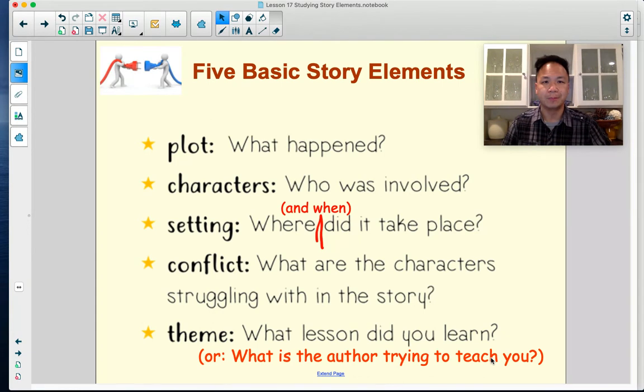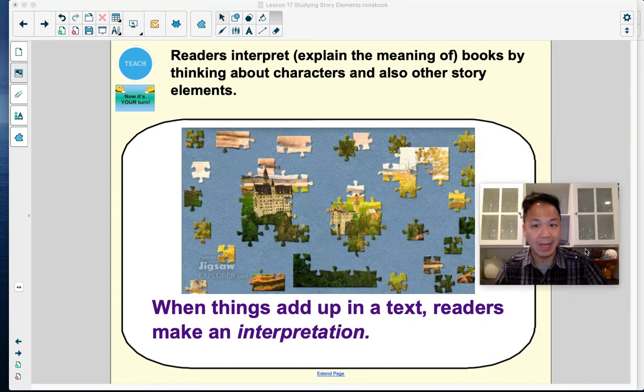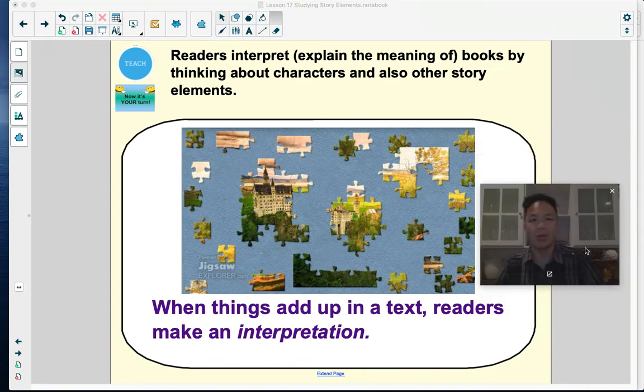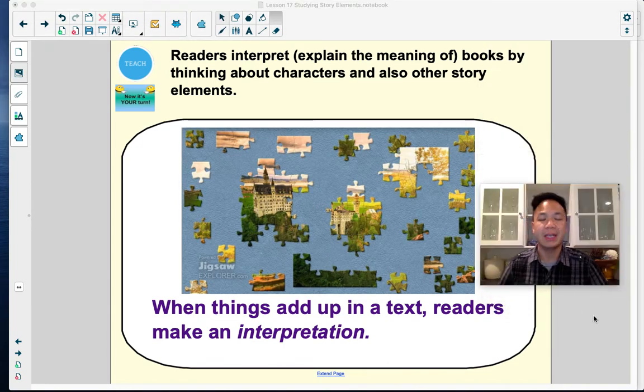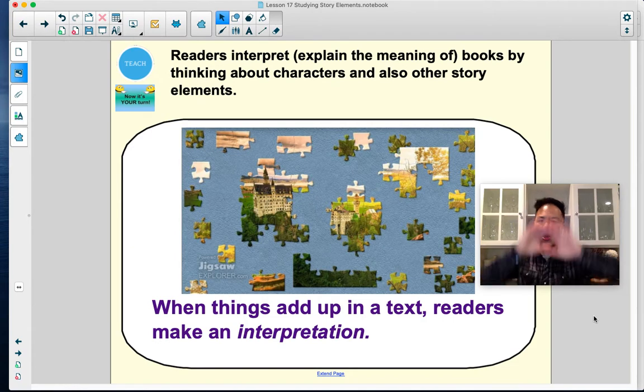So readers, that's us, interpret or explain the meaning of or translate books by thinking about all those things, the characters and the other story elements. So just like a jigsaw puzzle, how each individual piece might not make a whole lot of sense by itself. If you look at individual story elements, just characters, just setting, just conflict, just plot, you might not be able to make a lot of sense out of it.